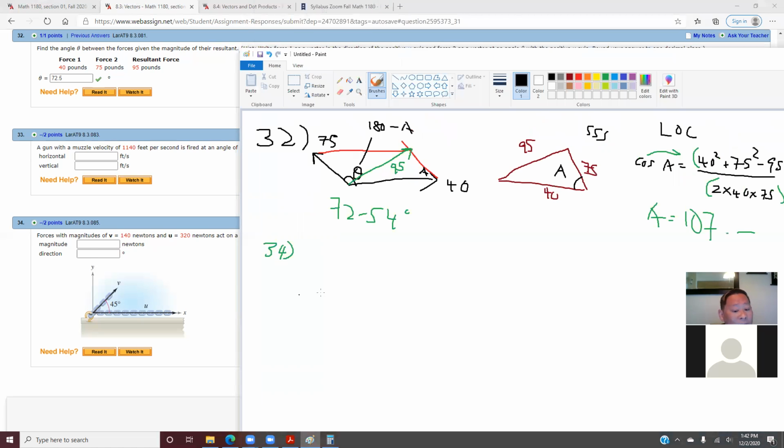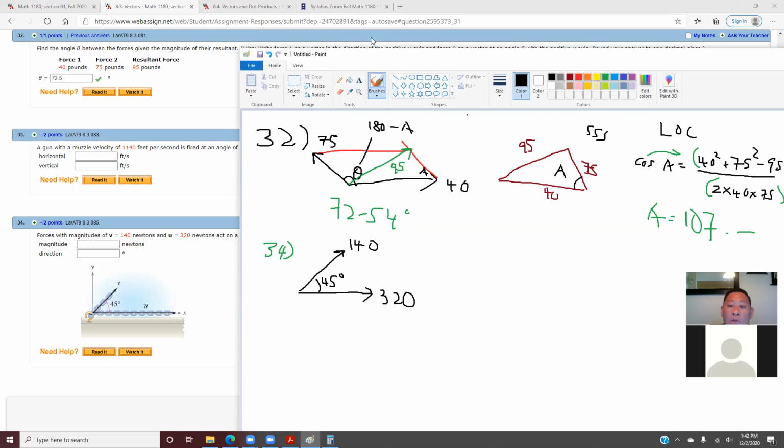So if you are taking physics class next spring, you're in luck, because vectors are used a lot in physics. Like two forces acting together on a pulley or something like that. So you have 140 newtons on V, make sure you know which is V, and 320 on U, and then you have a 45 degree angle on these forces.